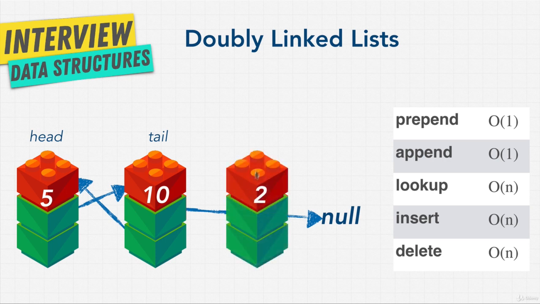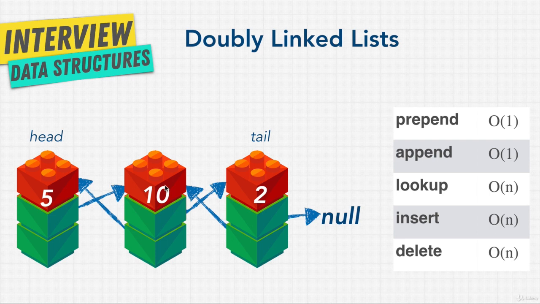If we added another node, well, we'd have the 10 node point to the new node. We'd also have the new node point to the previous node. And then finally, that becomes the tail, which means it points to null. And that's what a doubly linked list is. It has an extra little block here, an extra piece of data that also links to the previous node.